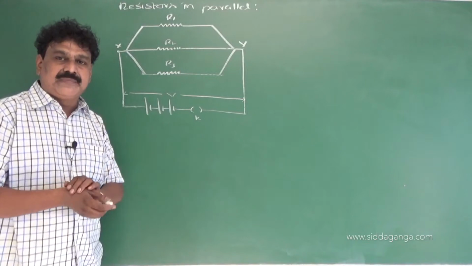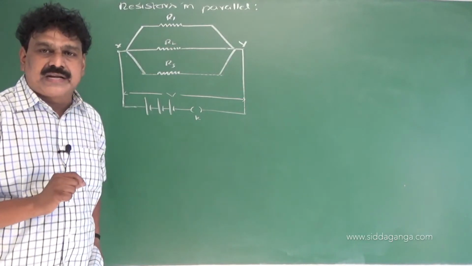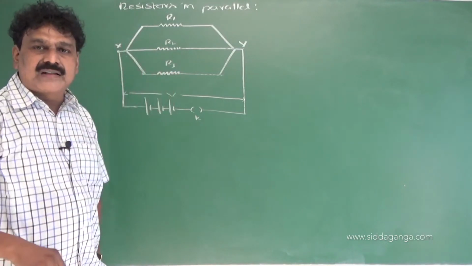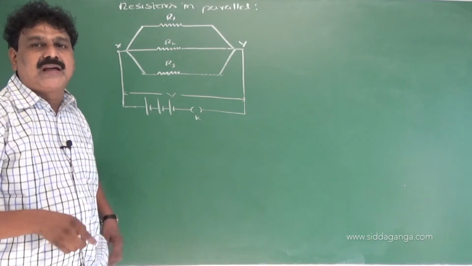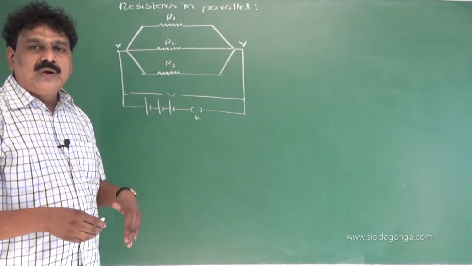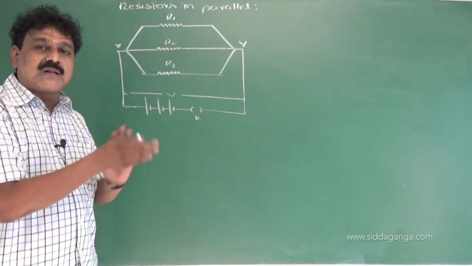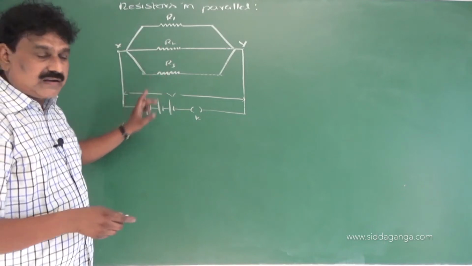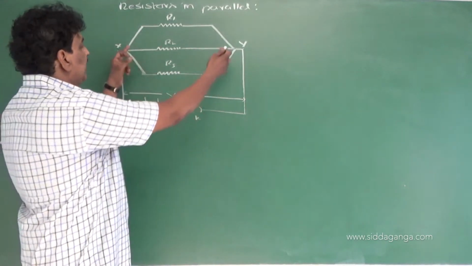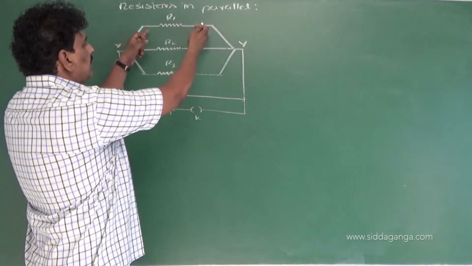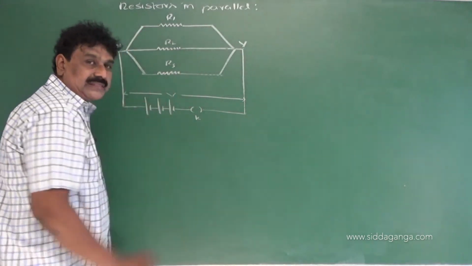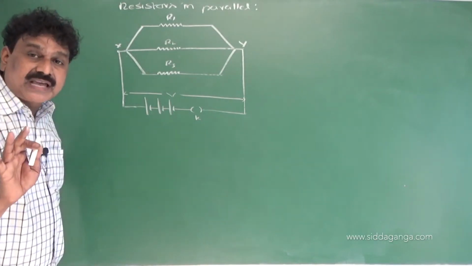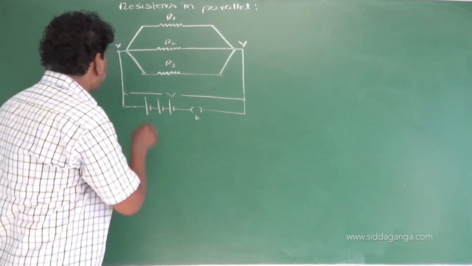In series combination, one end of R1 is connected to positive terminal of the battery and the other end of R3 is connected to negative terminal of the battery. The other ends of R1 and R2 are not connected to the battery. But see here R1, R2, R3 are directly connected to the battery. So here the potential difference between X and Y is applied across R1, R2 and R3. So in parallel combination, potential difference across each resistance is same.